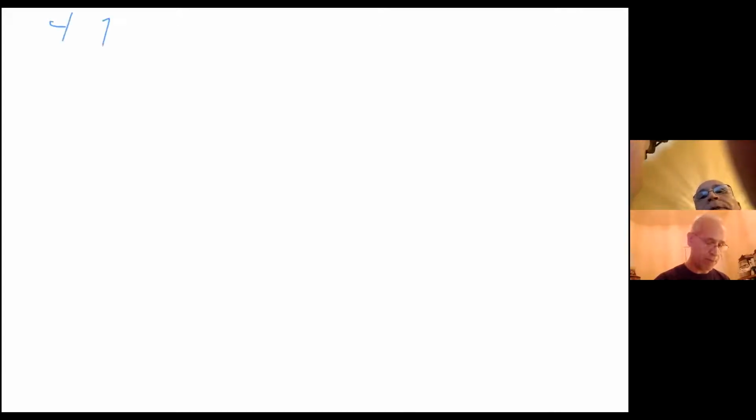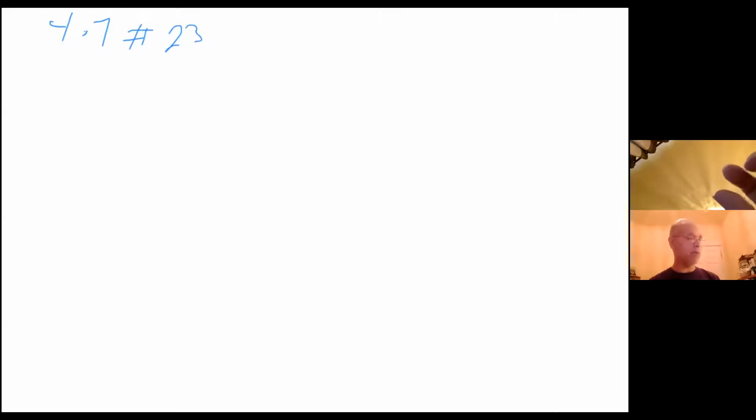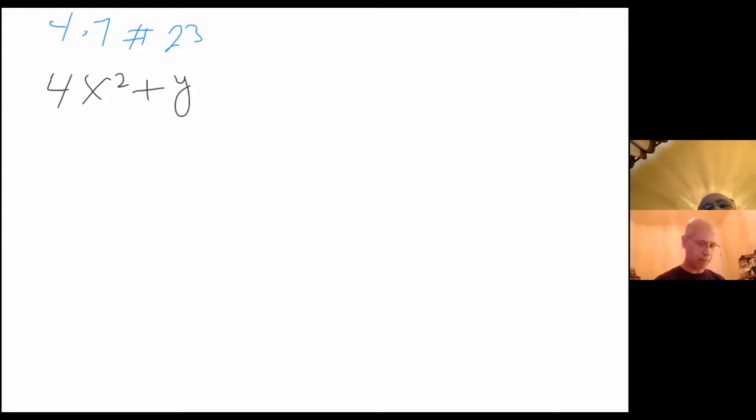One more problem from section 4.7, number 23. Find the points on the ellipse 4x squared plus y squared equals 4 that are farthest from the point (1, 0).